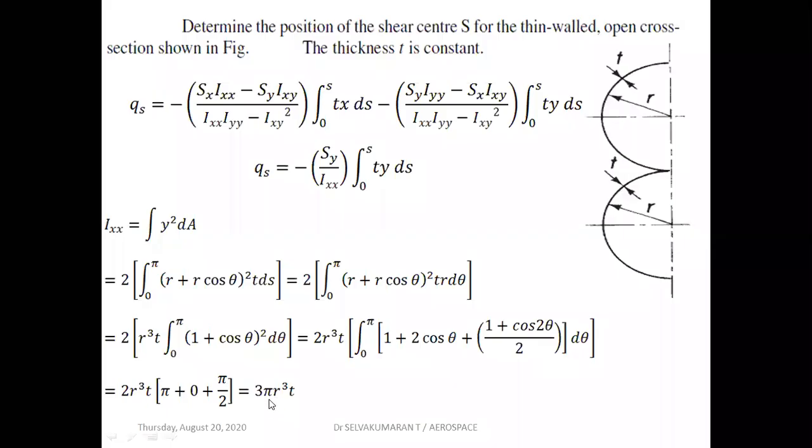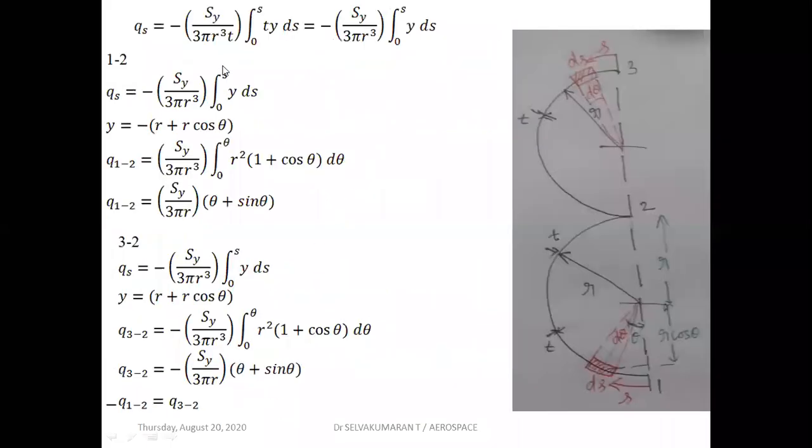Now substitute this Ixx in this expression: minus Sy by Ixx, integral 0 to s of t y ds. You can take t outside and cancel it. The final form is minus Sy divided by 3 pi r cube, integral 0 to s of y ds. Now for the bottom section, let us mark the points 1, 2, 3.